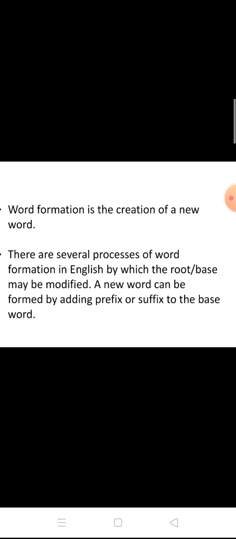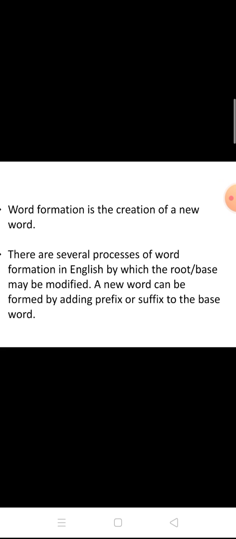There are several processes through which we can create new words. But today what we are going to learn is a very basic method. That means we have a word with us and we are going to add either a prefix or a suffix. Prefix means a word which is added before a word. Suffix means which is added after a word.